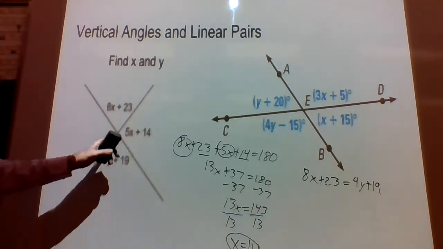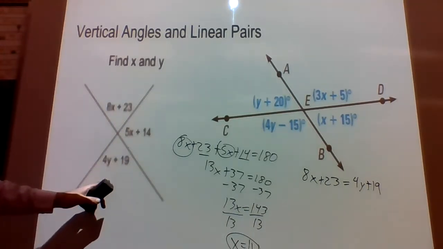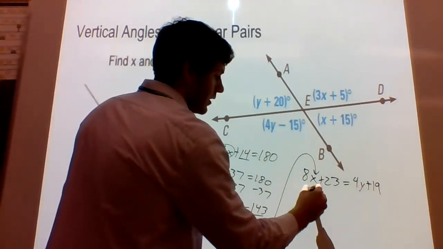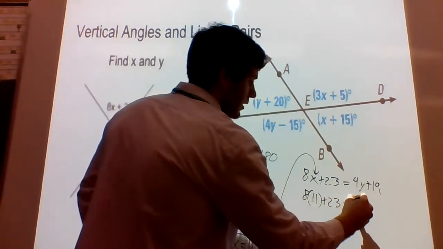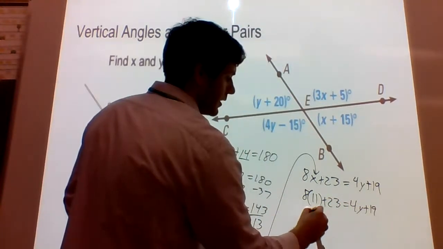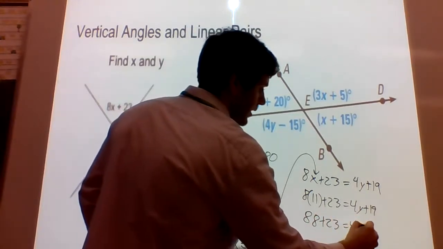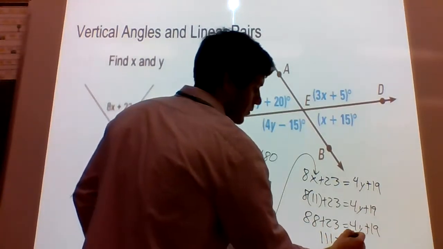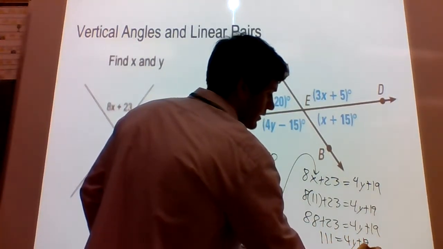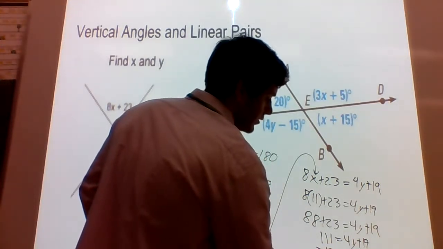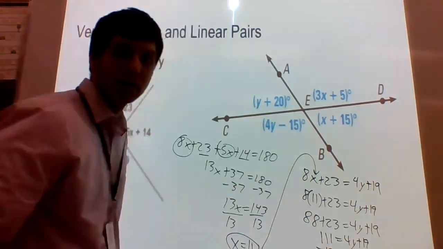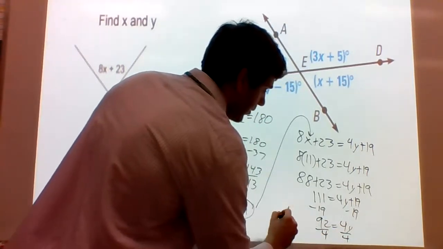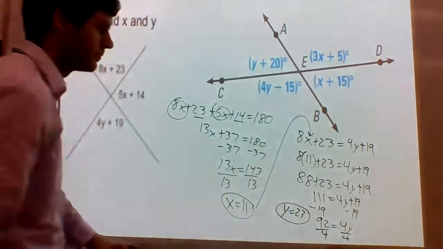To get y, we then use our second equation, 8x plus 23 equals 4y plus 19. x is 11, so we can substitute it in for x. 8 times 11 plus 23 equals 4y plus 19. That's 88 plus 23 equals 4y plus 19. That's 111 equals 4y plus 19. Subtract 19. 92 is going to equal 4y. Divide by 4. We get y equals 23.